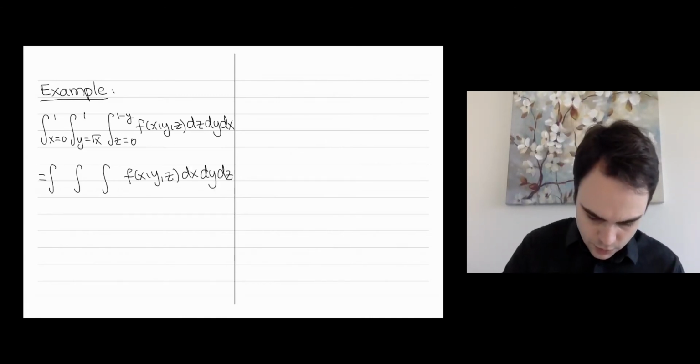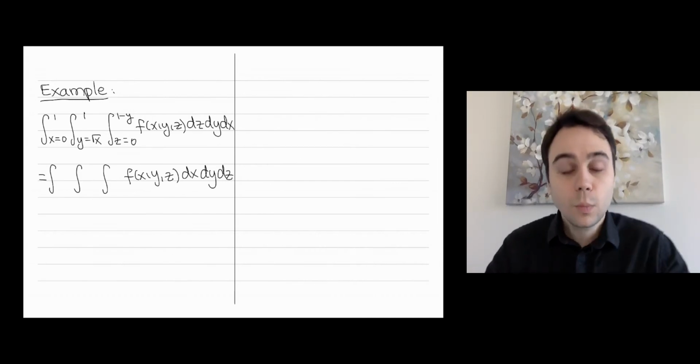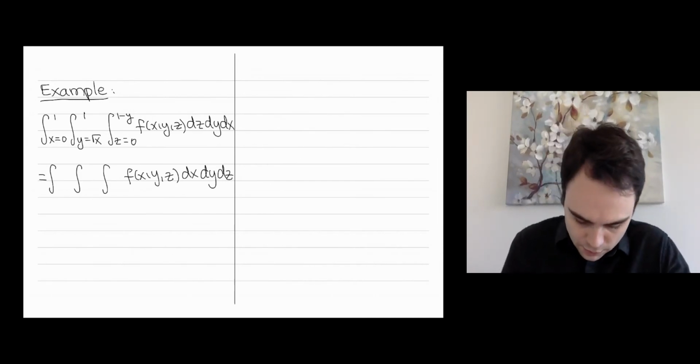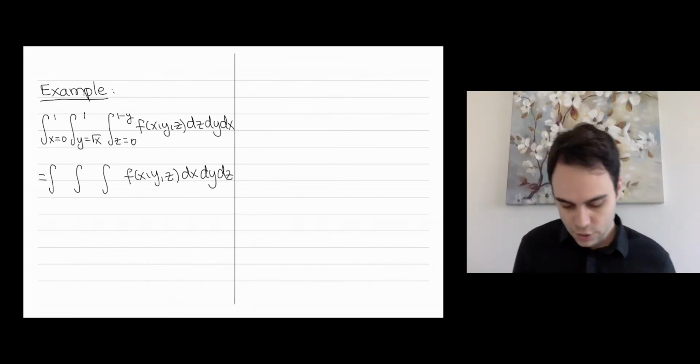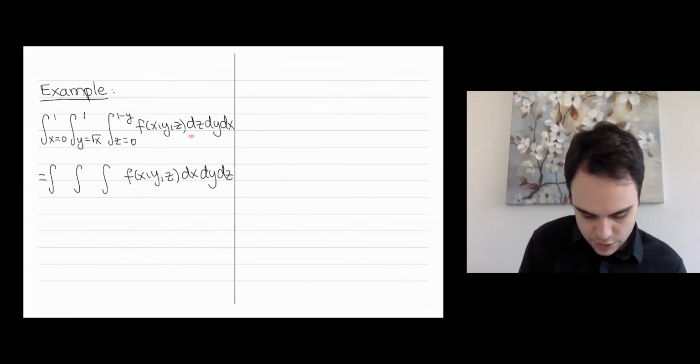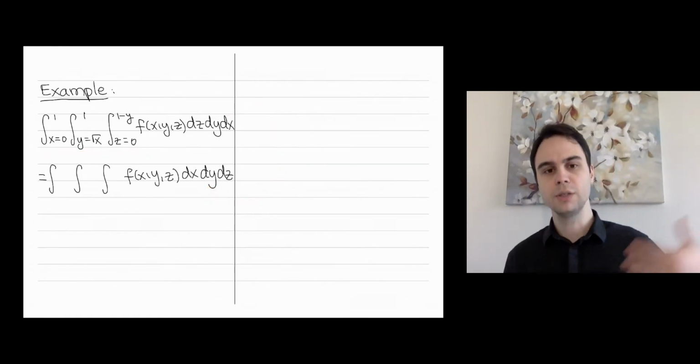Okay, so we have to find these bounds. And the trick to going from one order to another is to go from the bounds in the given order to a picture of the region, and then from the picture of the region we derive the bounds in the other order.